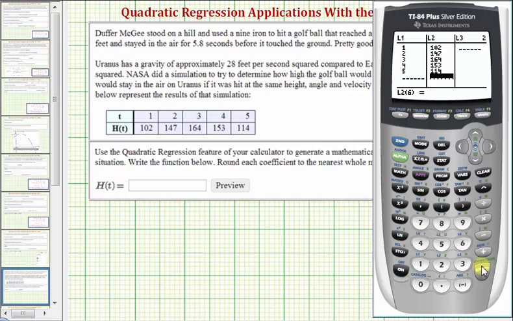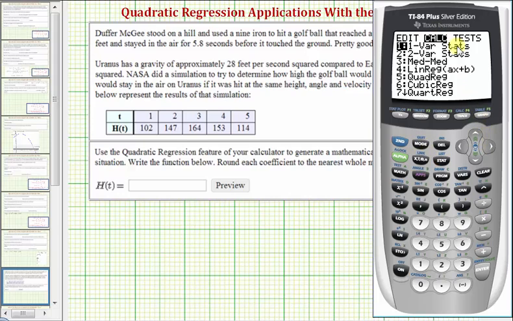Now we can perform the quadratic regression. So we'll go back to the home screen by pressing second mode. And now we'll press Stat, right arrow once to calculate. We want quadratic regression, which is option 5. So we can press 5.